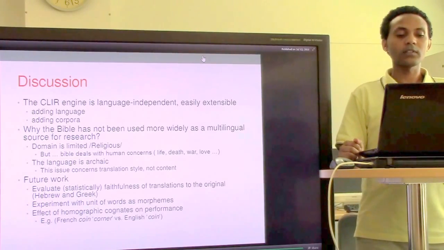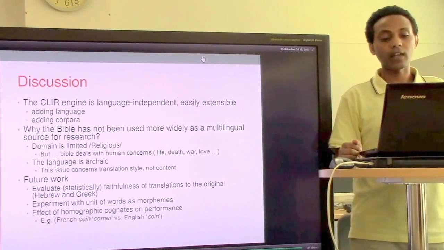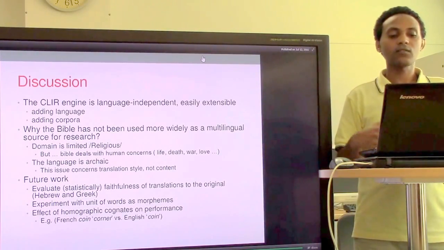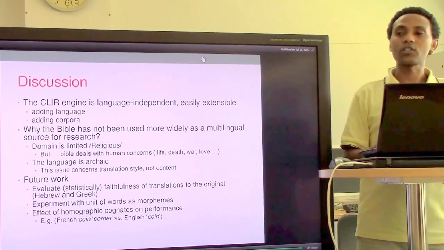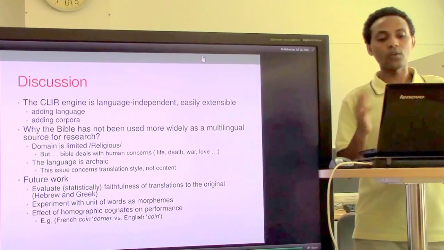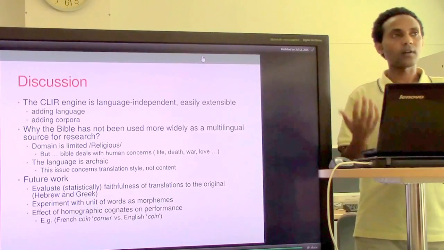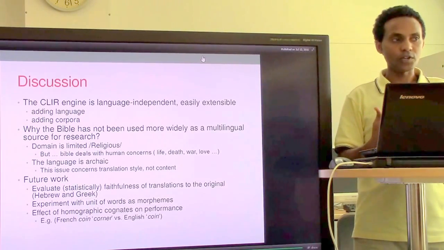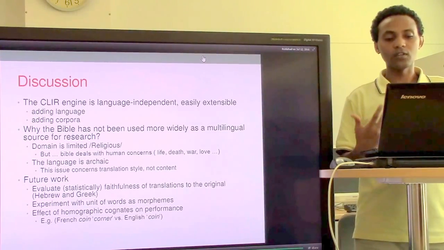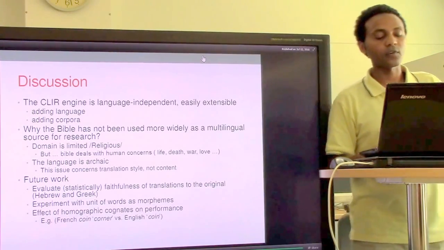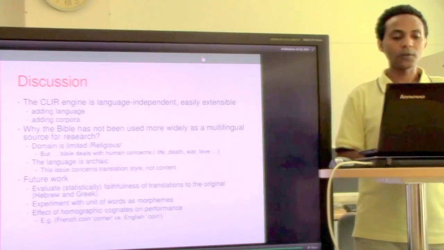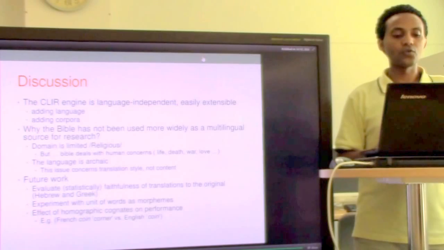But the authors claim that the Bible deals with human concerns, like life, death, war, and love. So it has other domains also included in the Bible. And the language is not old-fashioned, because this issue is related to the way the Bible is translated. So there could be Bible versions which are written in simpler language. By using these versions of the Bible, it could be useful for CLIR tasks. So the issue is not about the content, but about the translation. So the language could be made useful.